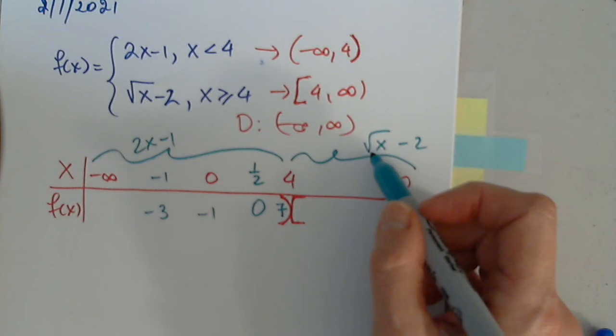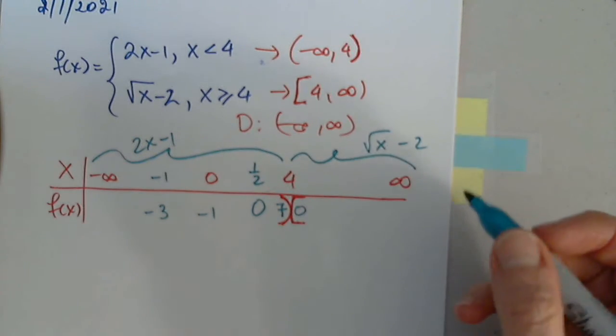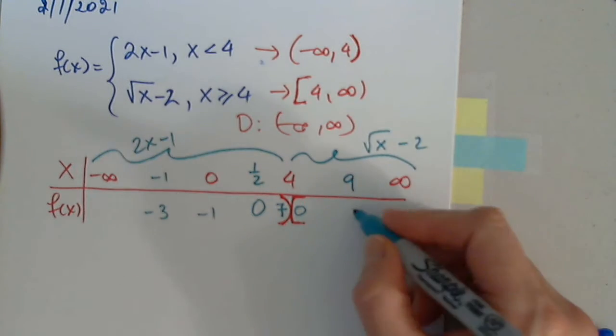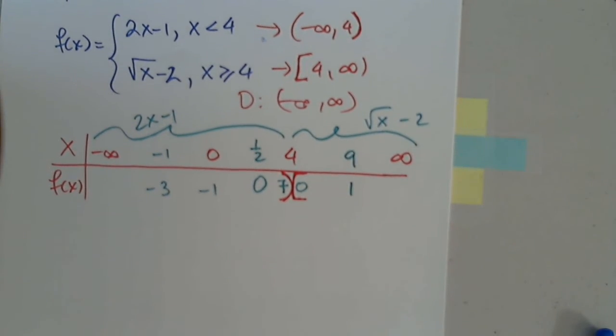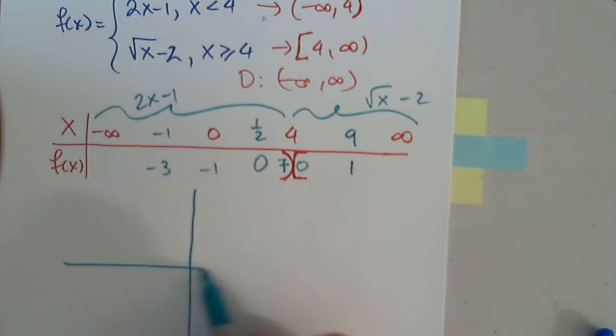Let's say 4. The square root of 4 is 2. 2 minus 2 is 0. And let's say 9. The square root of 9 is 3. 3 minus 2 is 1. Is that okay? Good. So let's graph now.